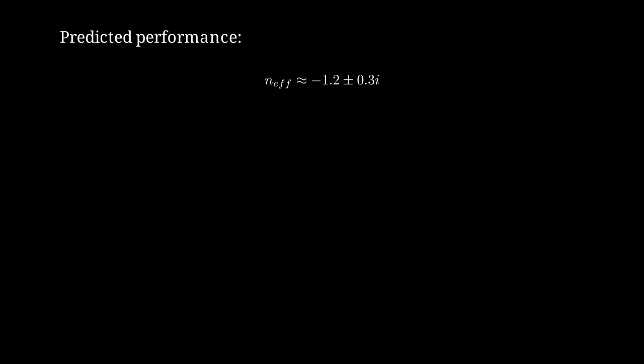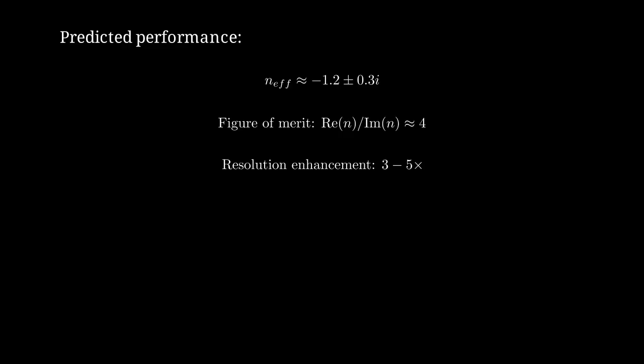Effective index around -1.2, plus or minus 0.3 i, where the imaginary part represents losses. Figure of merit, the ratio of real to imaginary index, around 4, indicating moderately low losses. Resolution enhancement of 3 to 5 times beyond diffraction limit.